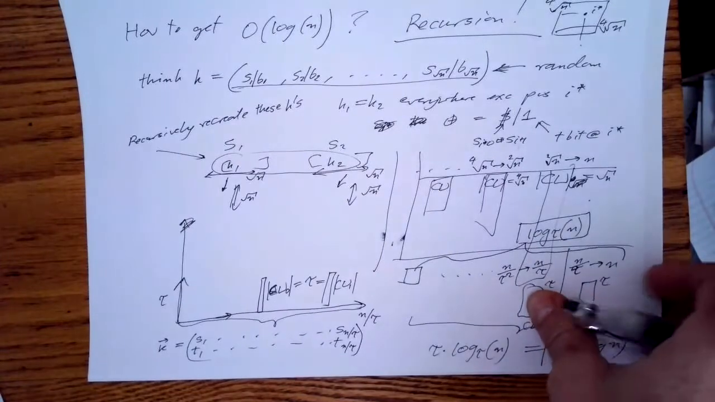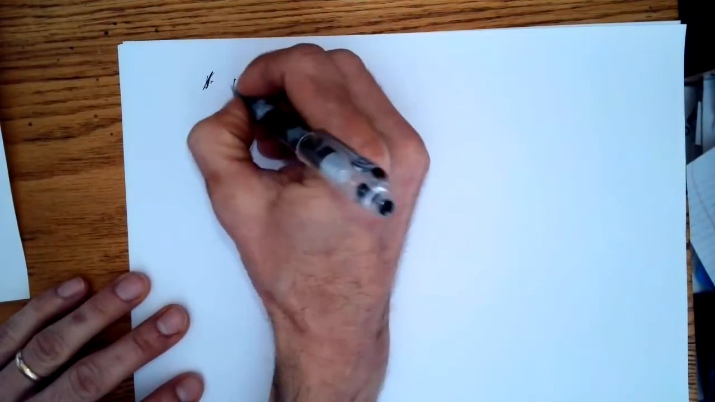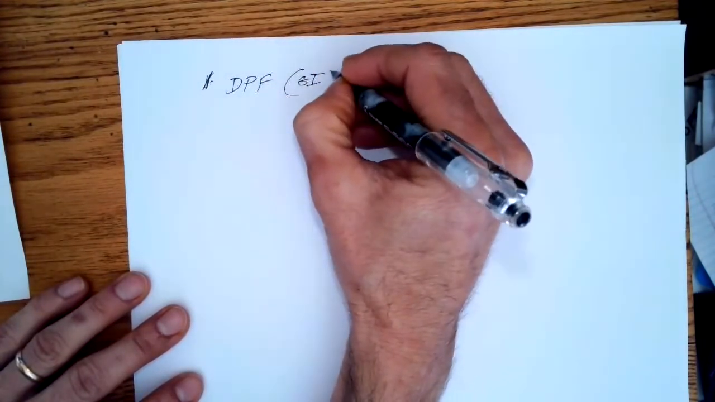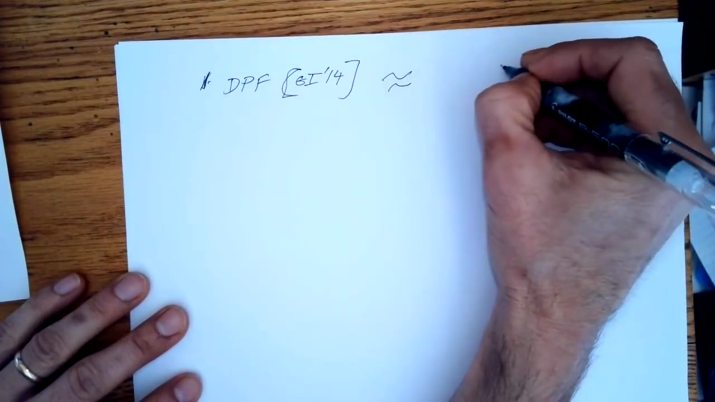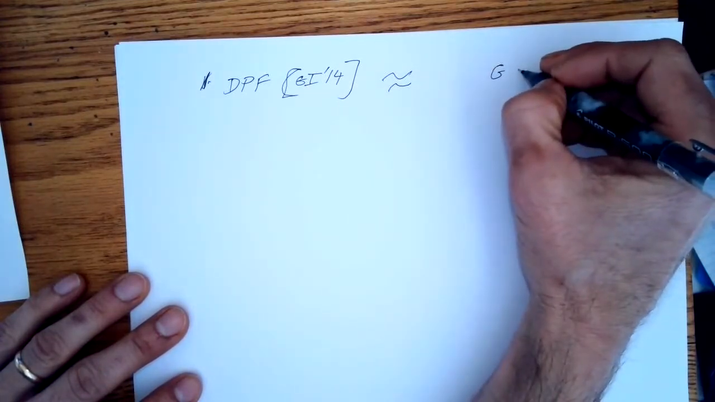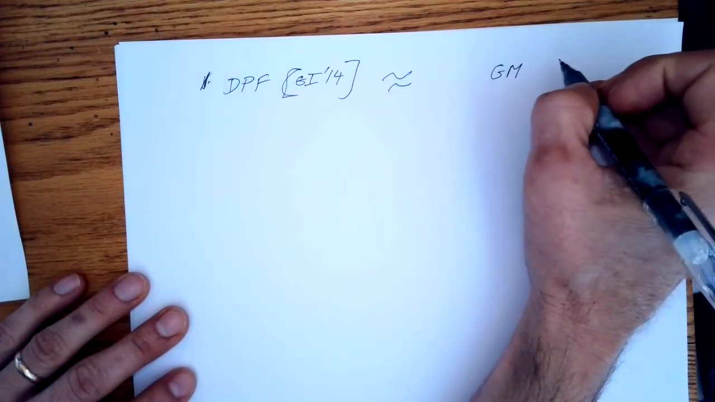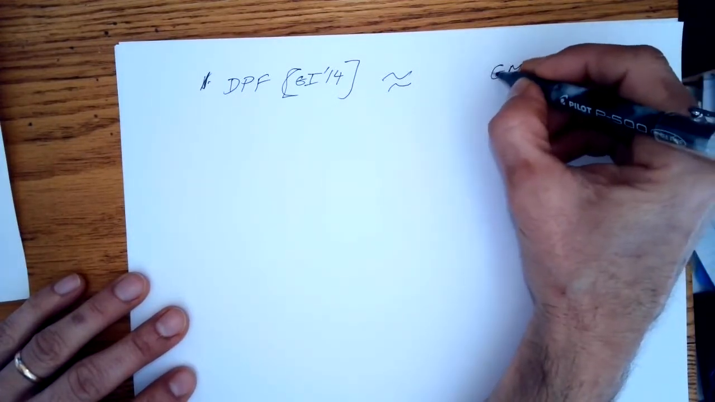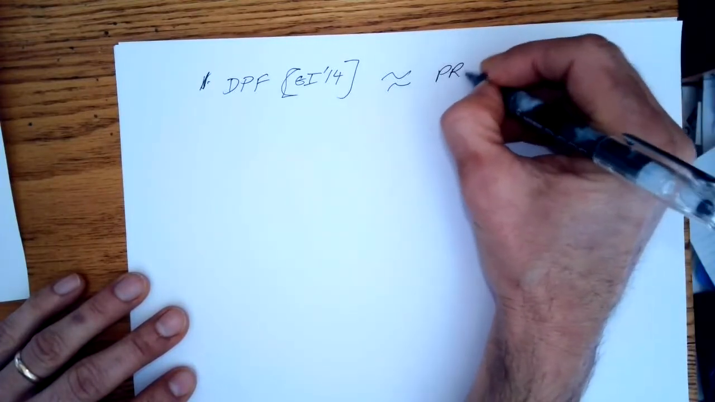In fact, the final solution looks very much like the DPF of Gilboa-Ishai. It's very much similar to the GGM, was it? Okay. I don't remember. I think so. PRF.